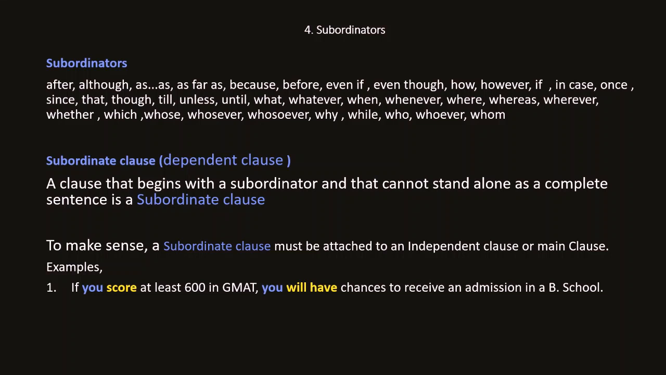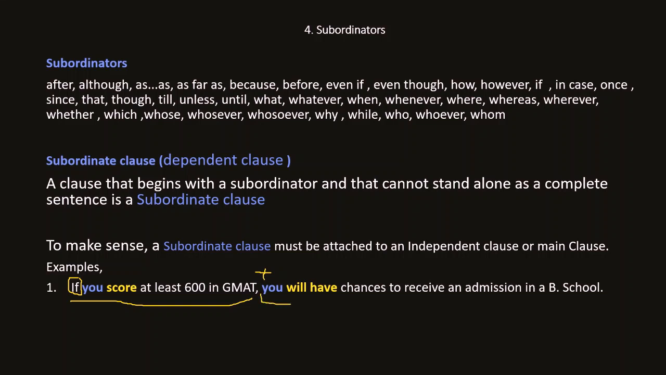If you score at least 600 in GMAT, this is a subordinate or subordinating clause or a dependent clause. This clause begins with a subordinator, if. This clause itself doesn't make sense. Hence, we attach the subordinating clause to an independent clause. What is the independent clause here? The independent clause is you will have chances to receive an admission in a B school.